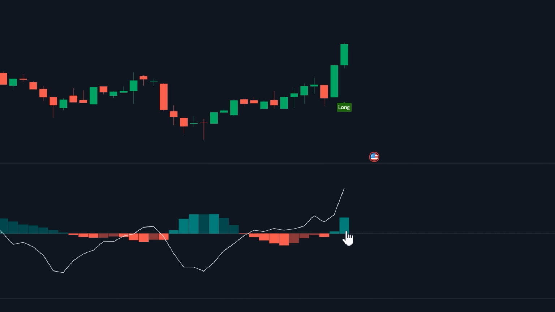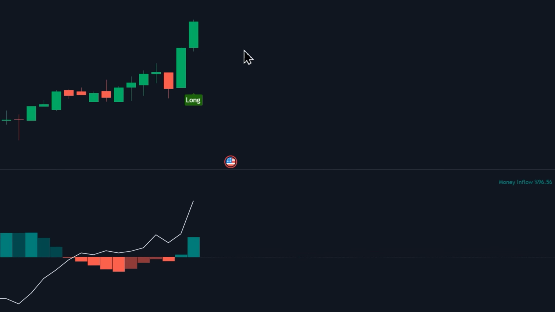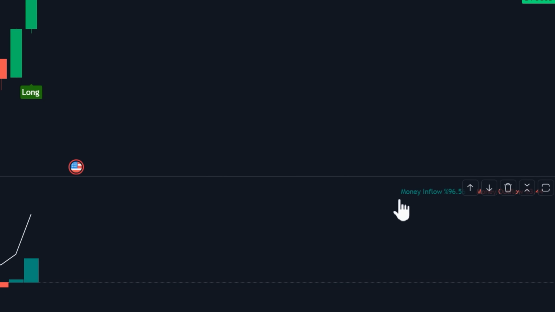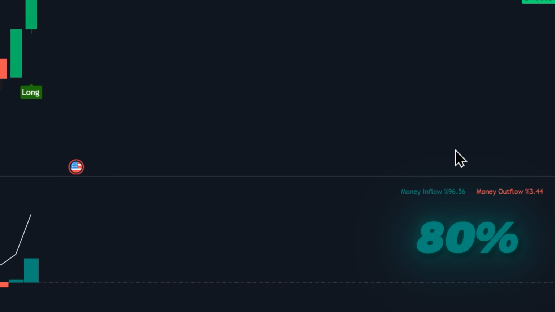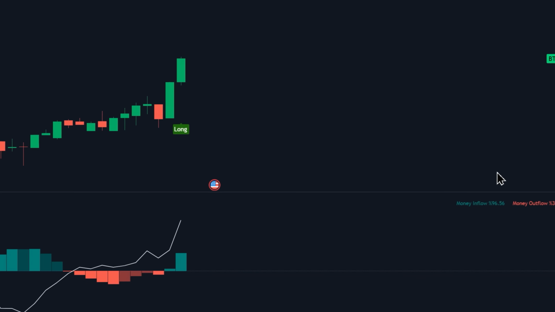We also need this white line, known as the price sentiment, to be above zero. This indicates that buyers are stronger than sellers at this very instant, indicating an upward pressure on prices and increasing the probability of the price going up. Lastly, you want to check on this table, and the money inflow value should be at least 80%. Right here we can see it's well above the 80% limit, which means this is a valid entry.